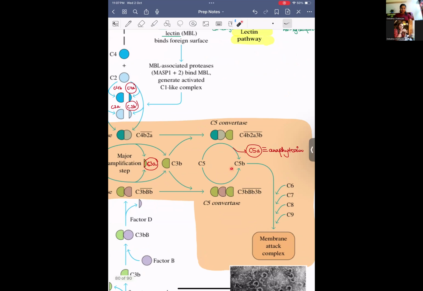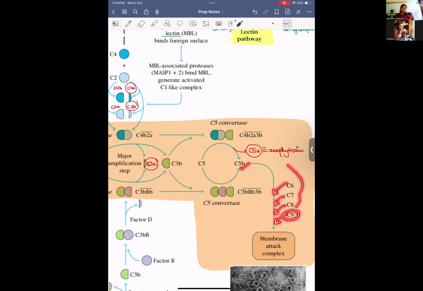Now, this C5b molecule that forms is going to recruit some other complement proteins, C6, C7, C8, and C9, in line. And together, as all of these complement proteins associate one by one in line, it's going to form the membrane attack complex. So we'll just see the visualization of it. So what happened with C5b? C6 joins, C7 joins, C8 joins, and then C9 joins.